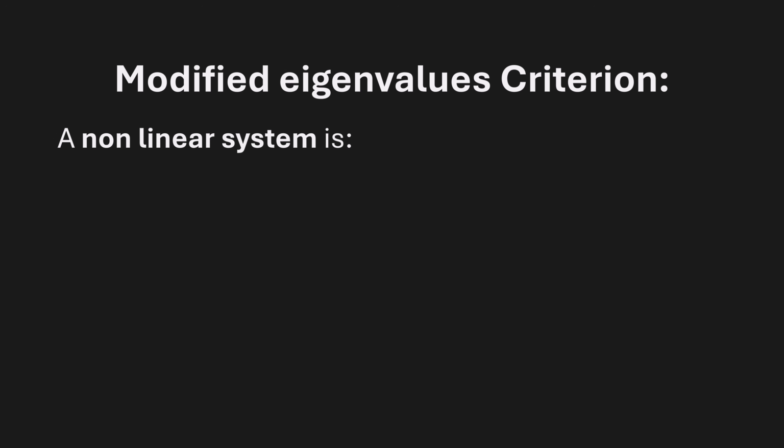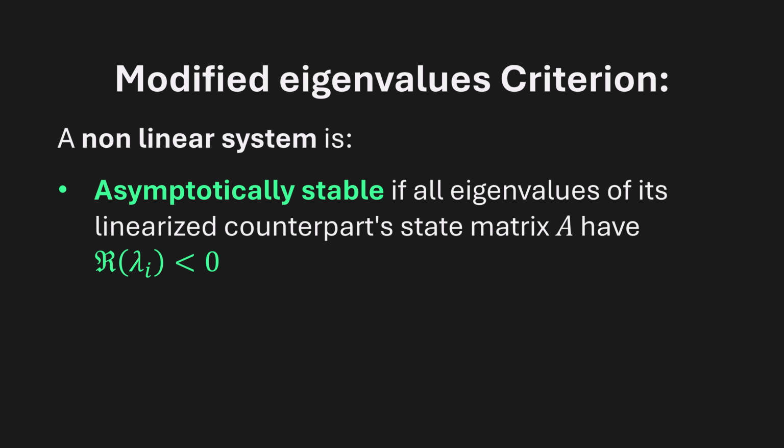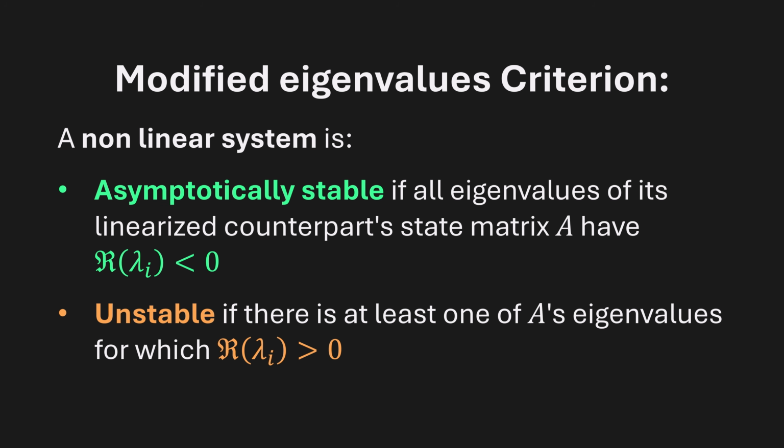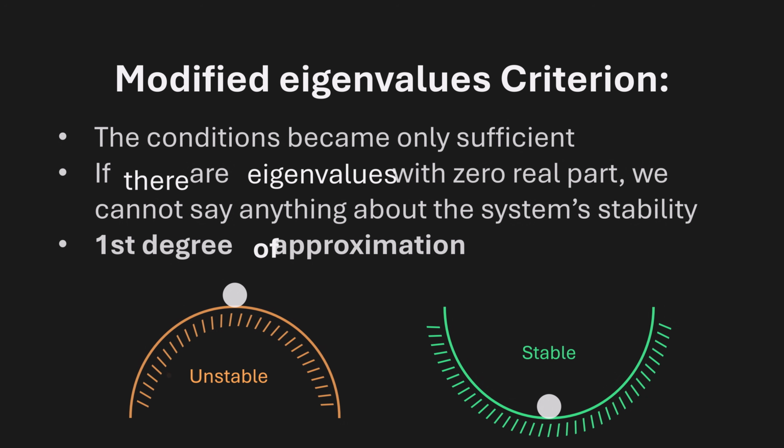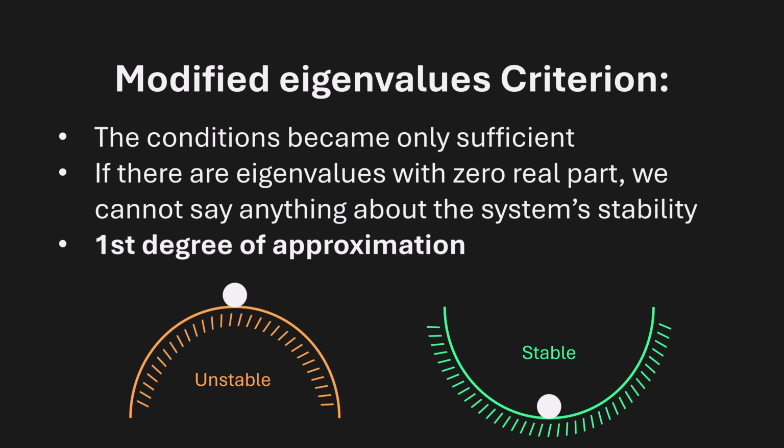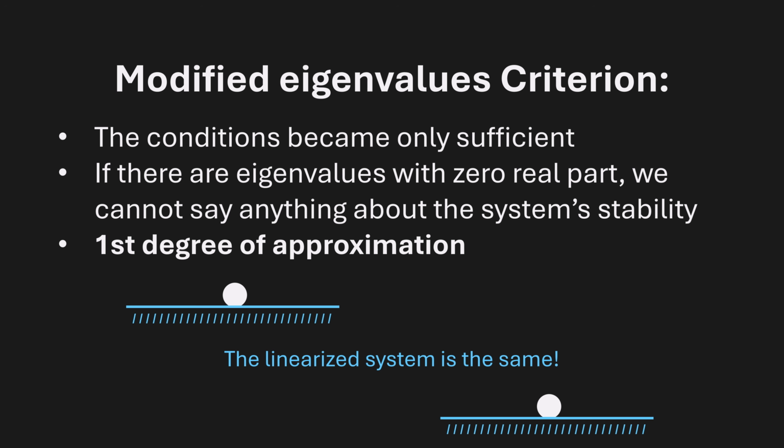Actually, there is a bit of a caveat if the system was non-linear and we linearize it. In this case, we need to use the modified eigenvalue criterion. A non-linear system is asymptotically stable if all eigenvalues of its linearized counterpart's state matrix A have negative real part, and unstable if at least one of A's eigenvalues has positive real part. Note that the conditions have become only sufficient, not necessary as before. Also, if there are eigenvalues with zero real part, we cannot say anything about the system stability. That's because we did a first degree approximation, and intuitively we can see in the example that a stable and unstable system, when linearized, can be the same.